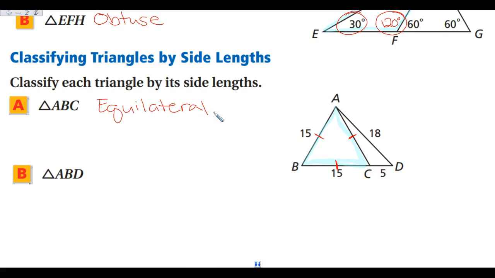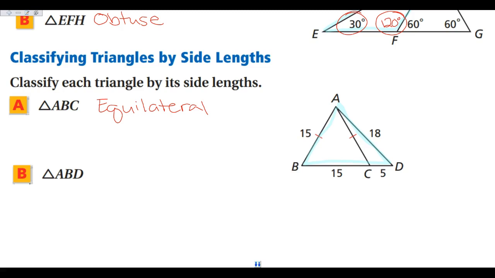All right, so the next one that we're going to look at is triangle ABD, which is this whole triangle right here. Okay, so it's the entire triangle all the way around the outside. And again, we're looking at all the different side lengths.